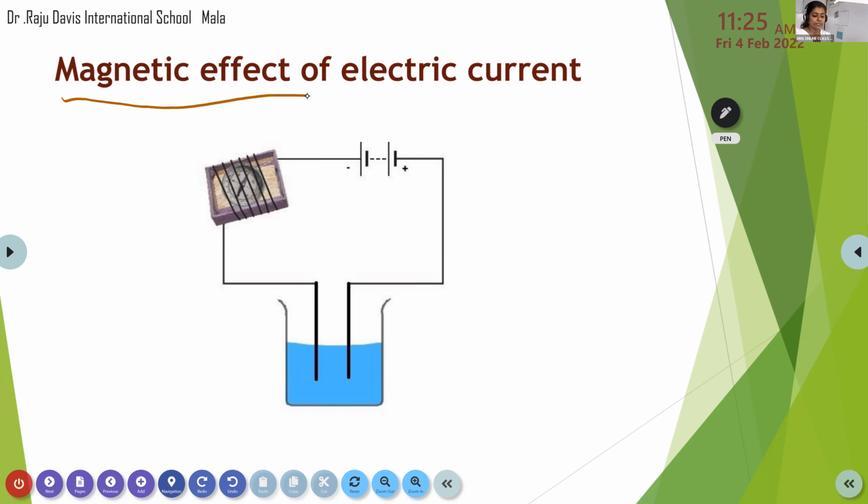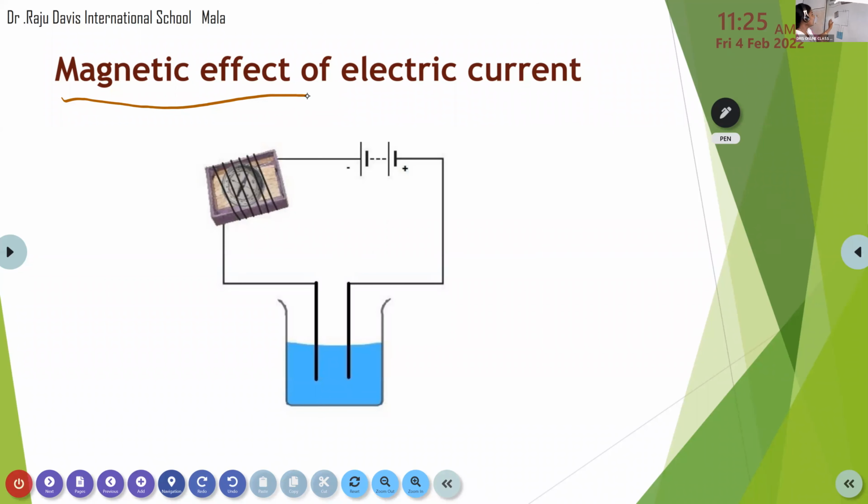What is meant by a magnet? There are two sides for a magnet, you know? Which are the two sides? The north pole and south pole.